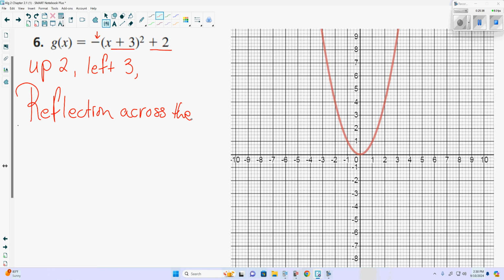Now since the negative is outside the parentheses, it'll be across the x-axis. Now if the negative was in front of the x inside the parentheses, it'd be across the y. Outside parentheses, that negative being multiplied is across the x. Inside the parentheses multiplied by the x is across the y. Questions on this here?